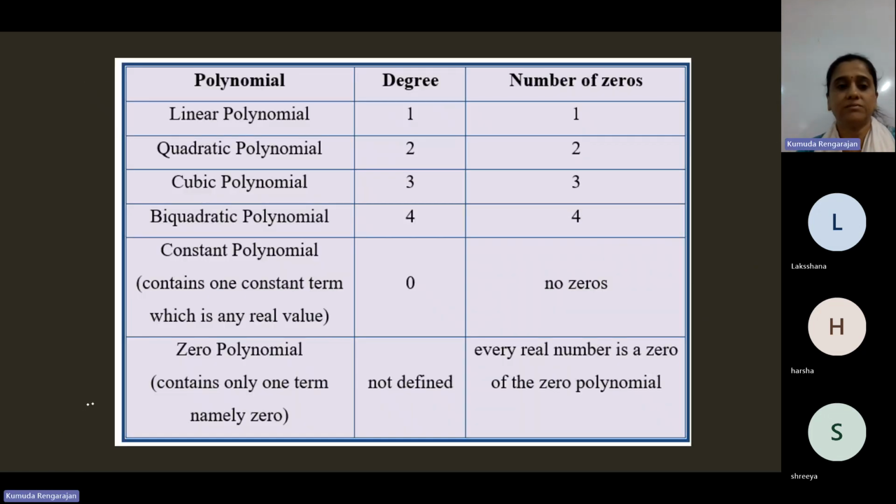Now let's see this. A linear polynomial means the degree is 1. It'll have only one zero. We worked and we just checked that. A quadratic polynomial means the degree is 2, and it'll have a maximum of 2 zeros. It cannot have more than 2. It can have a maximum of 2 zeros.